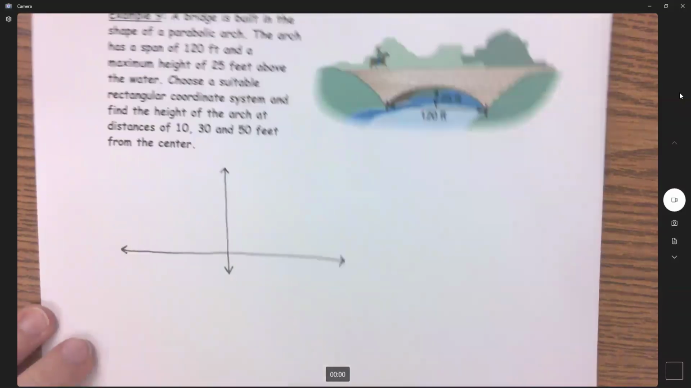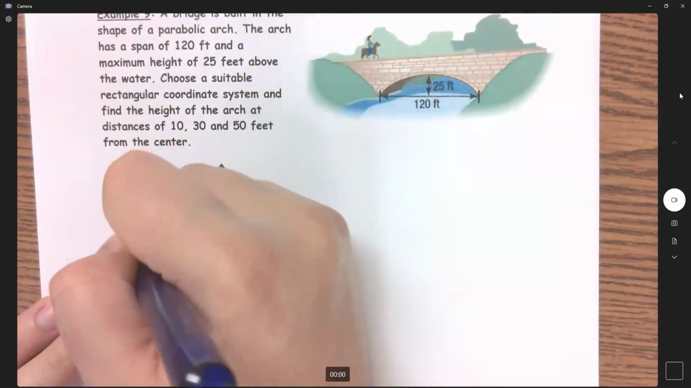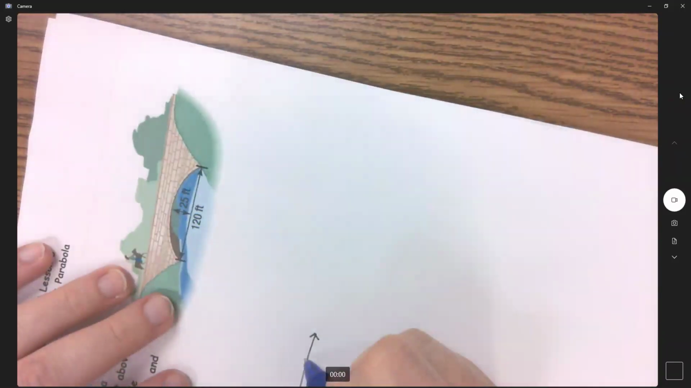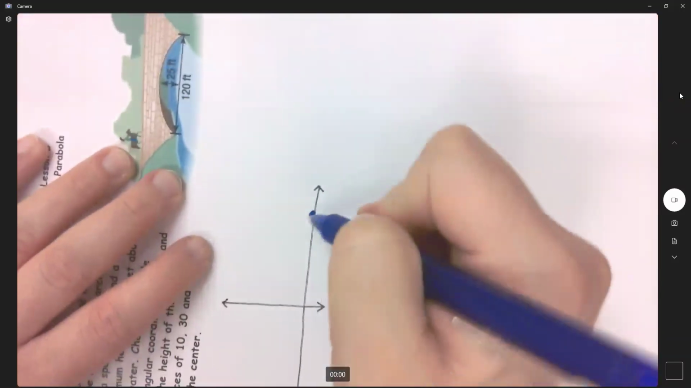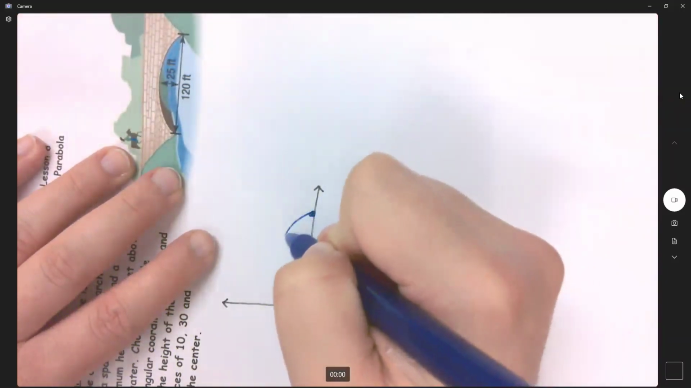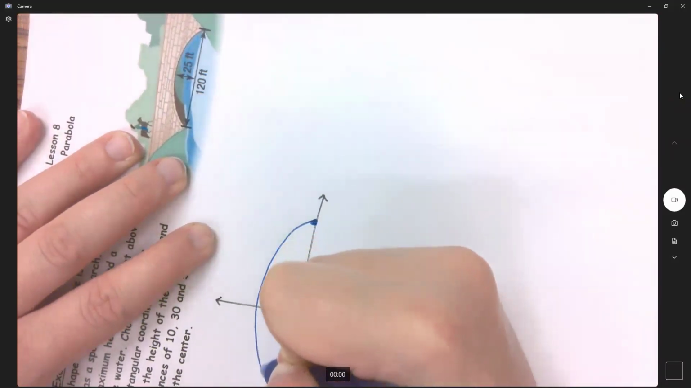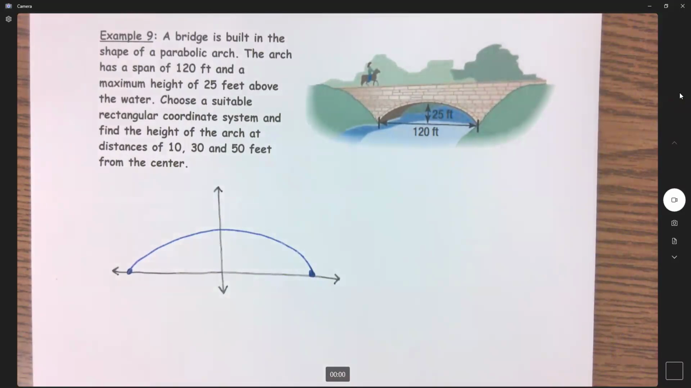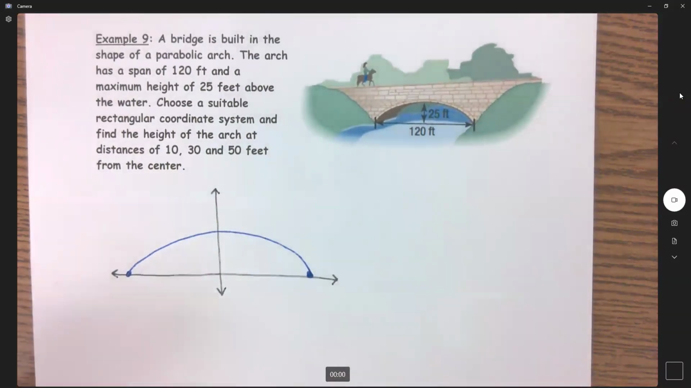And my bridge. Start here and go to here, and it's going to be something like that. There's my bridge. So we do know a couple ordered pairs on this.